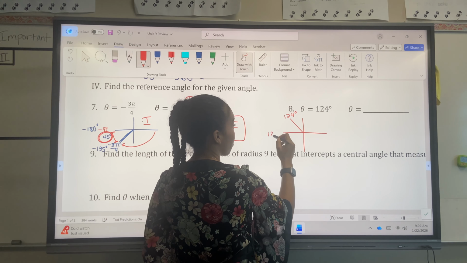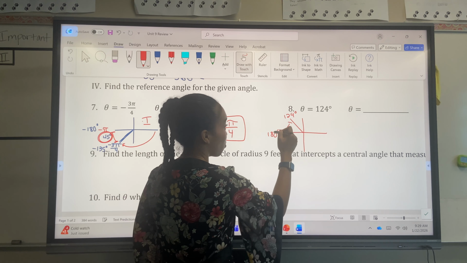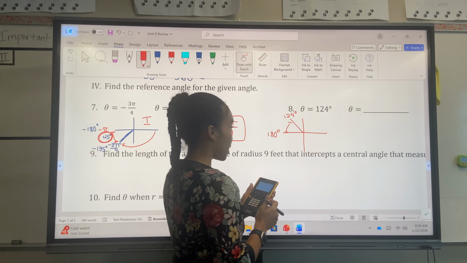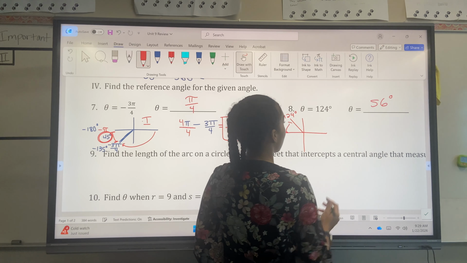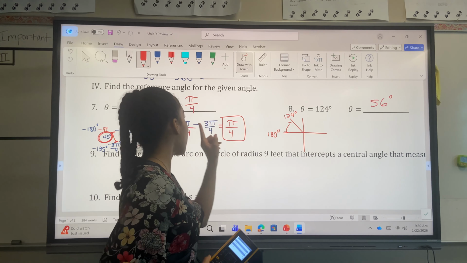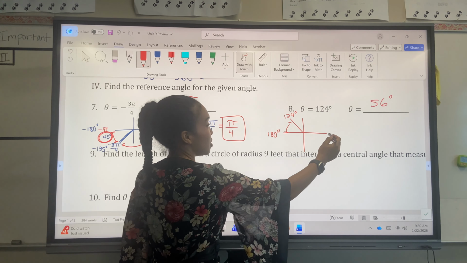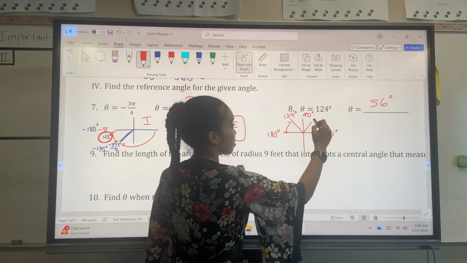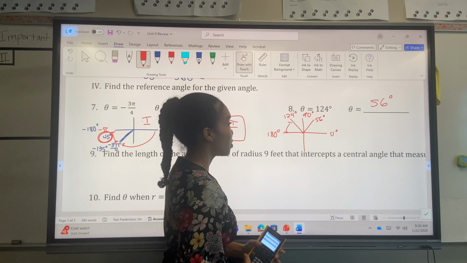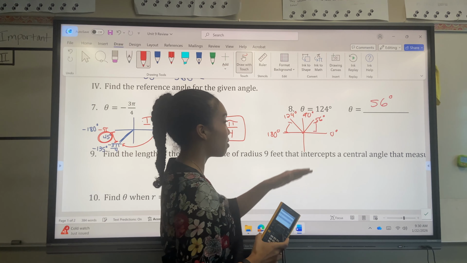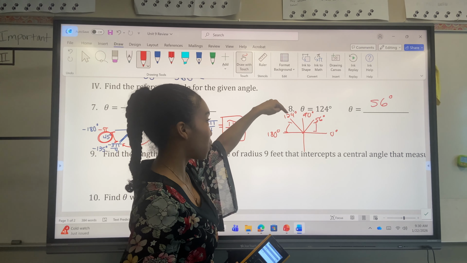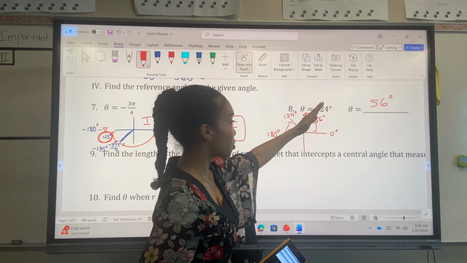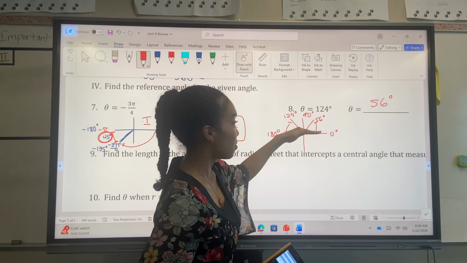Here, 124 degrees is about right here somewhere. How far away is that from the x-axis? How far away is that? So I'm going to do 180 minus 124, and I get 56 degrees. This angle, your reference angle, is always going to be between 0 degrees and 90 degrees. So this was 56 degrees. So they both have the same distance away from the x-axis. 124 degrees is 56 degrees away from 180, and 56 degrees is 56 degrees away from the x-axis at 0.